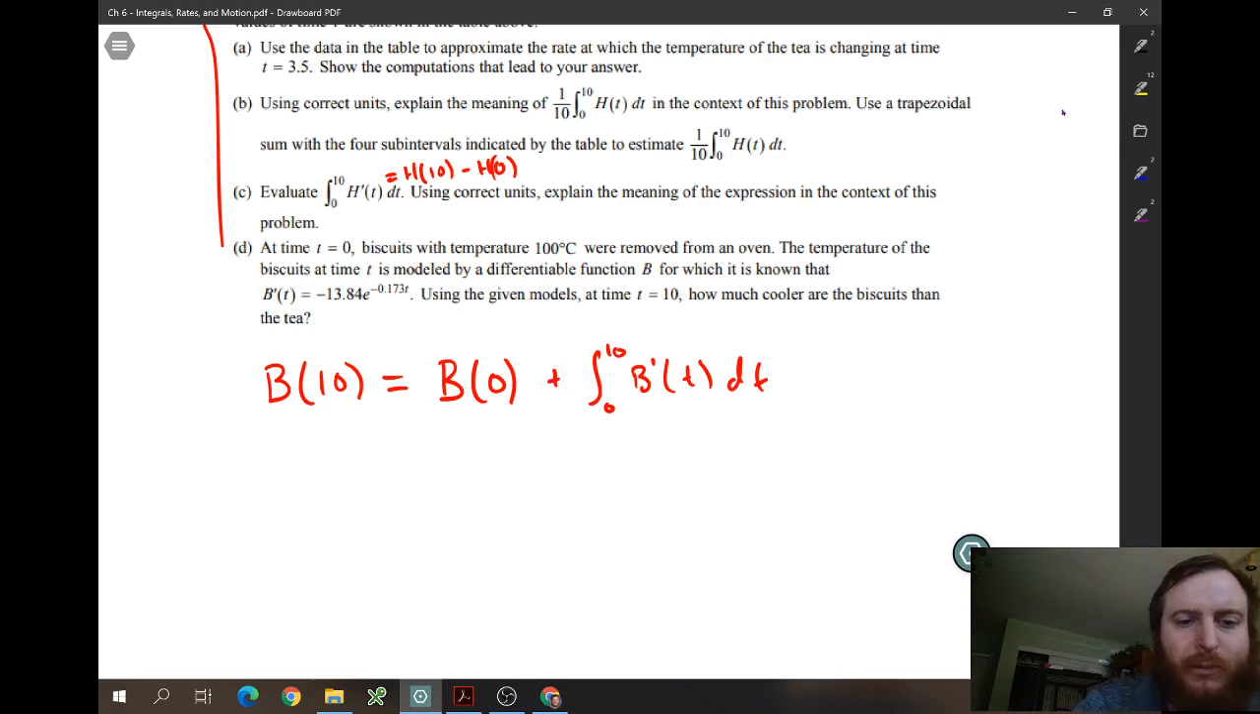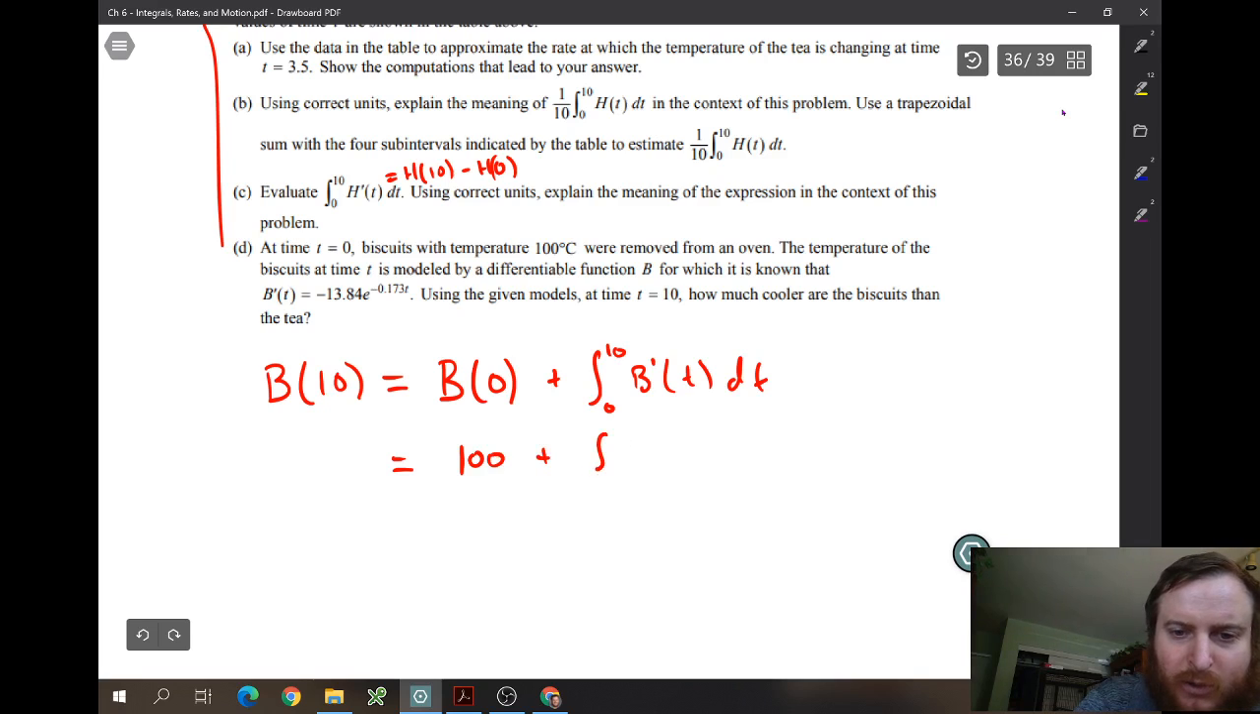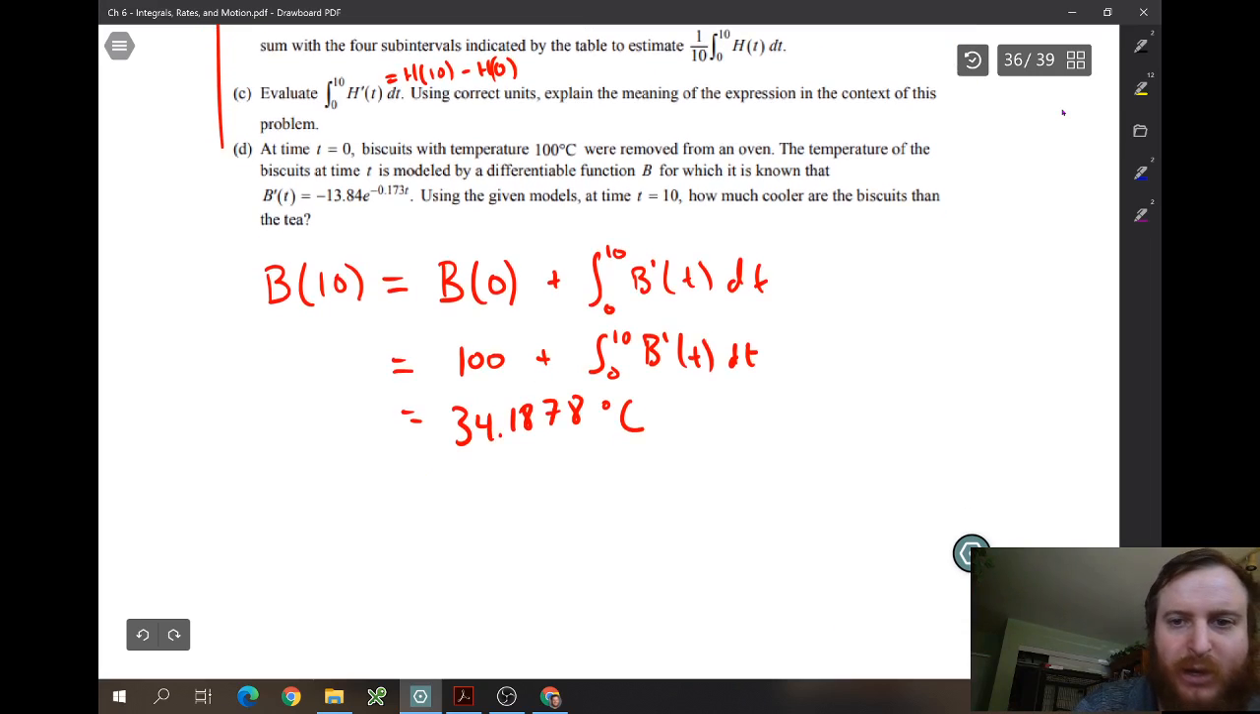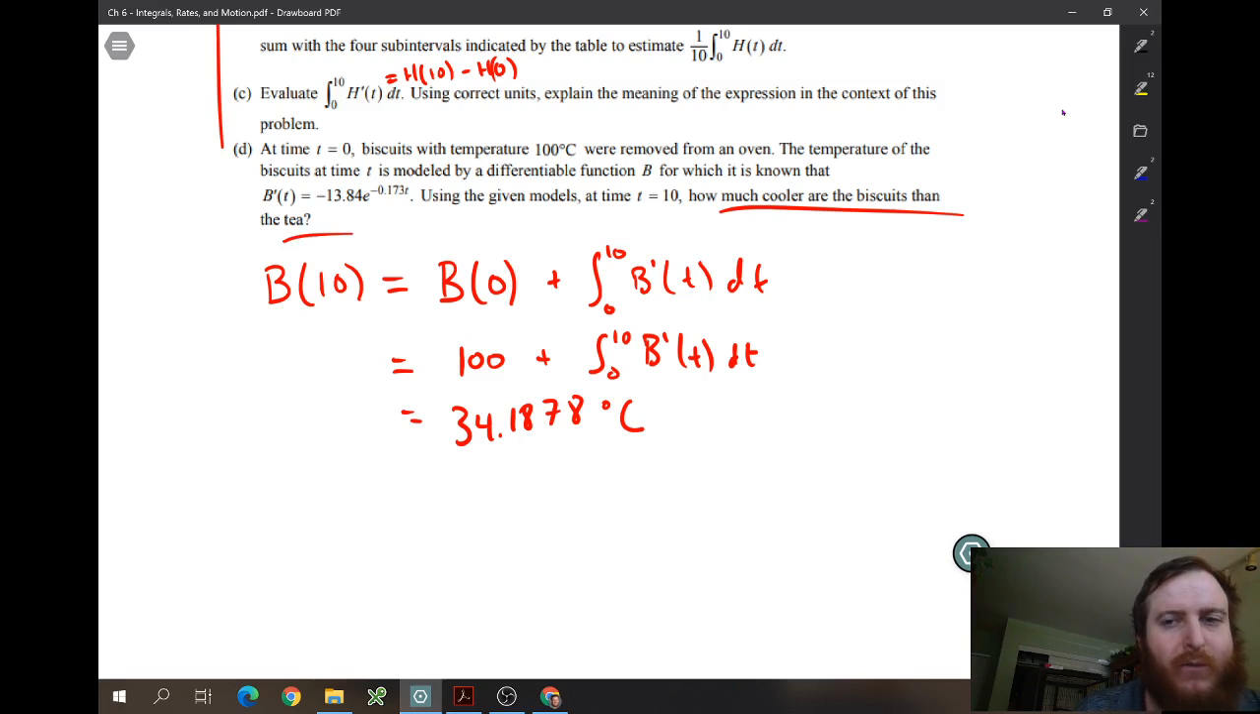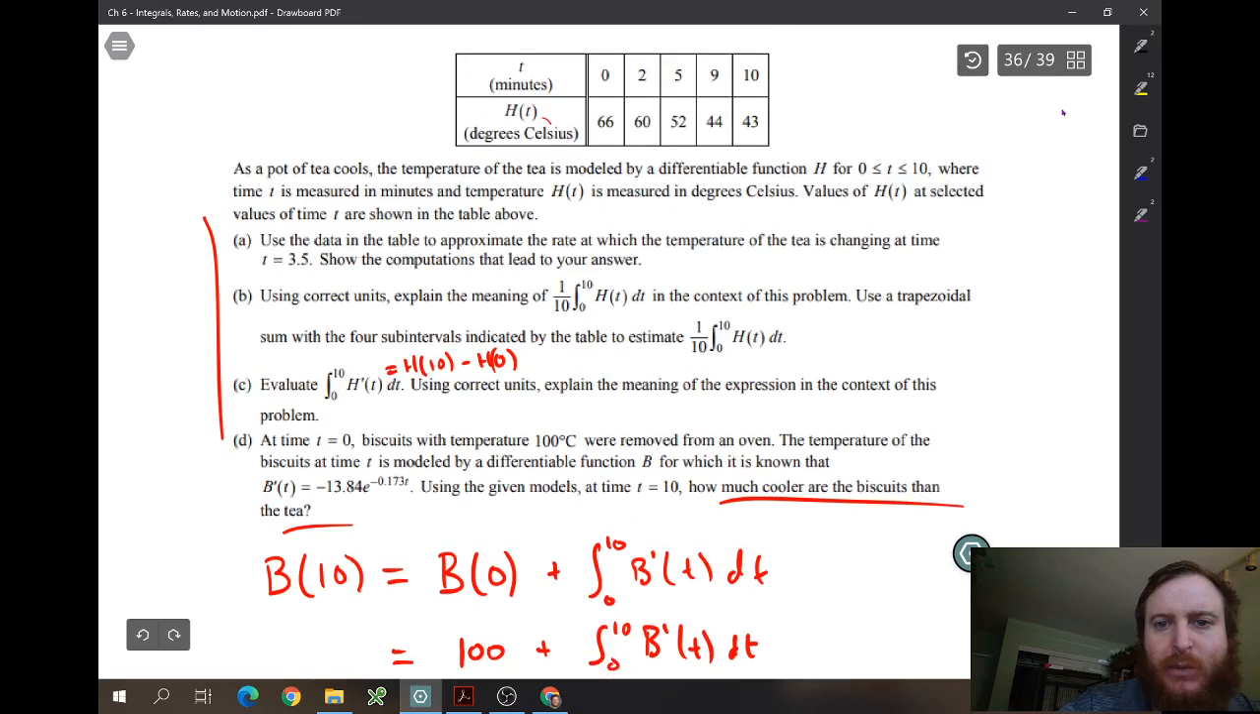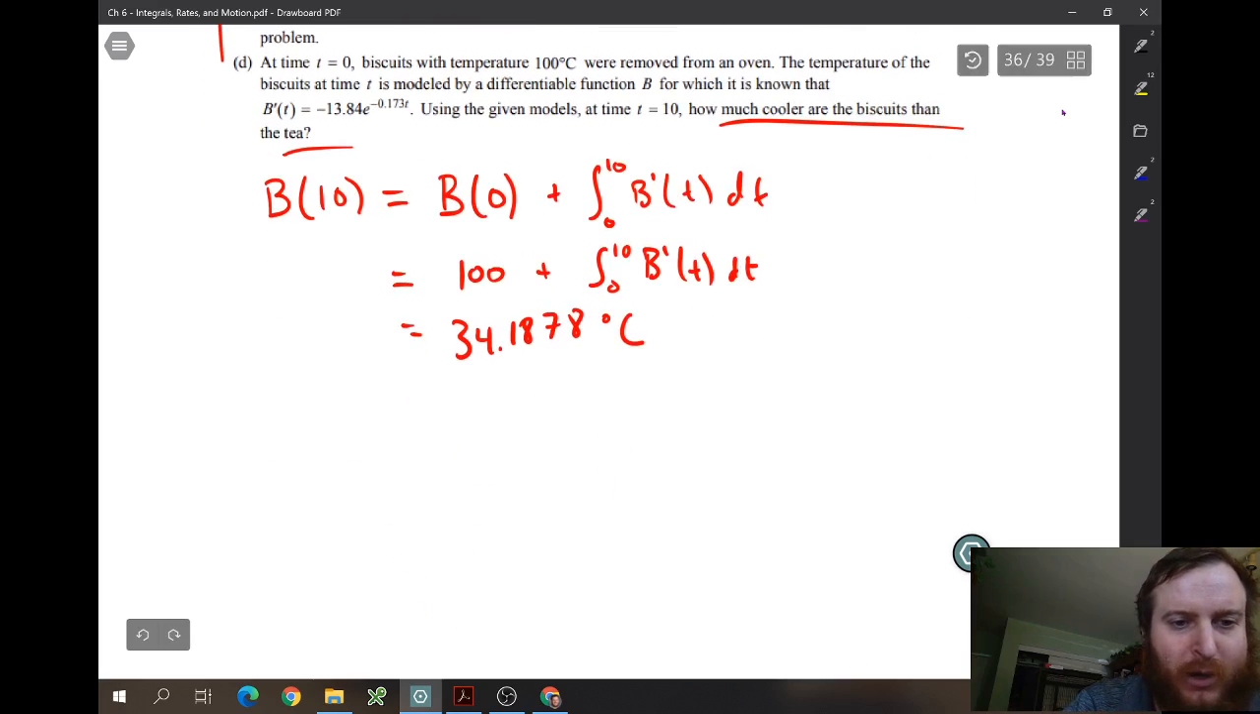Okay, so you're going to type that into your calculator. You're going to do 100 plus this integral. And when you type that into your calculator, you should get 34.1828, and it would be degrees Celsius. And so then we need to compare that, because it says how much cooler are the biscuits than the tea. How much? So the T at time 10 is 43 degrees. So we just subtract them, like H of 10 minus B of 10.